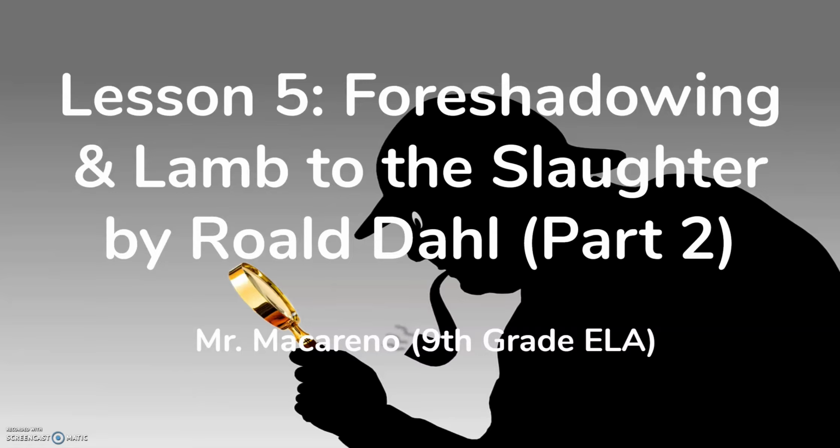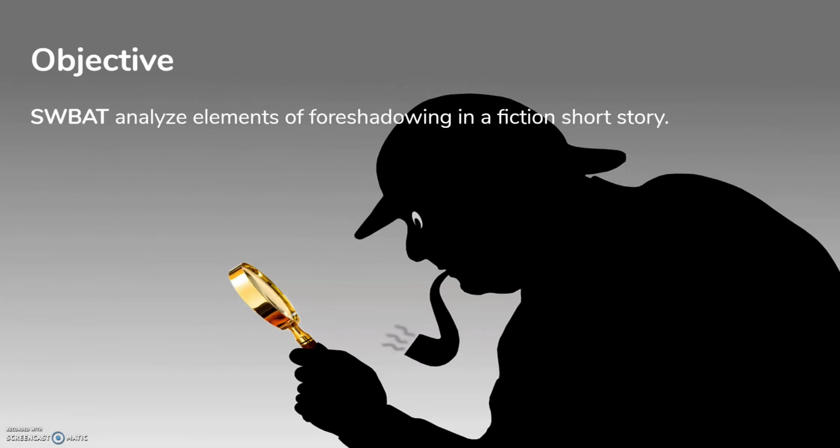So today we're going to be going over Lesson 5, which is about foreshadowing, and we're also going to be reading the second section of Lamb to the Slaughter by Roald Dahl. So let's get started. The objective for today is that students will be able to analyze elements of foreshadowing in a fiction short story. This is short and sweet, not much besides looking for foreshadowing.